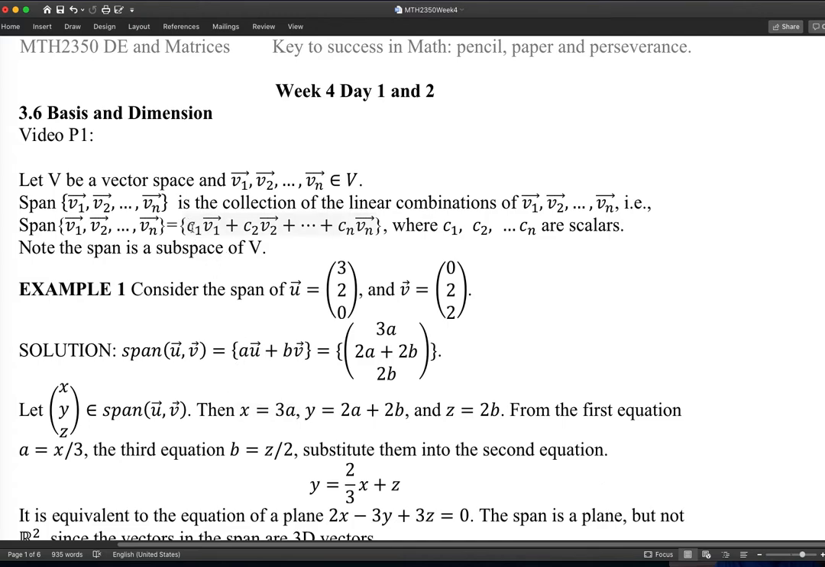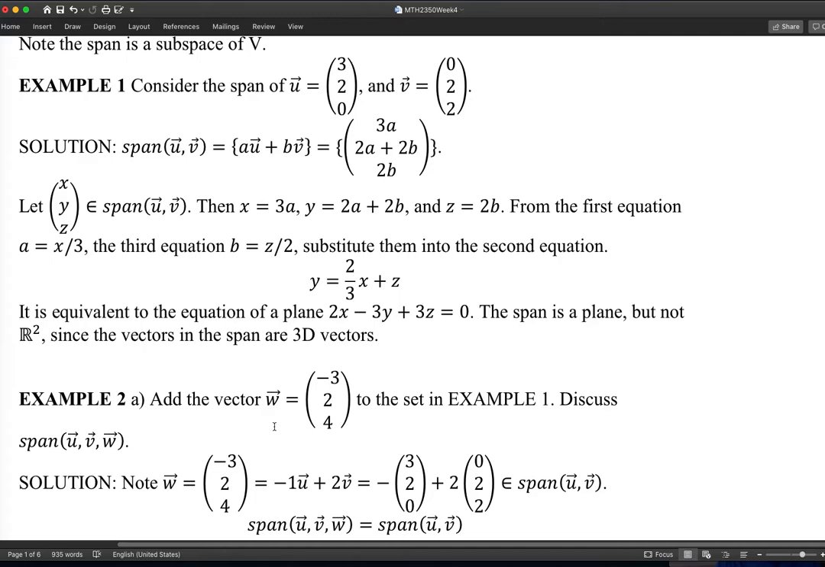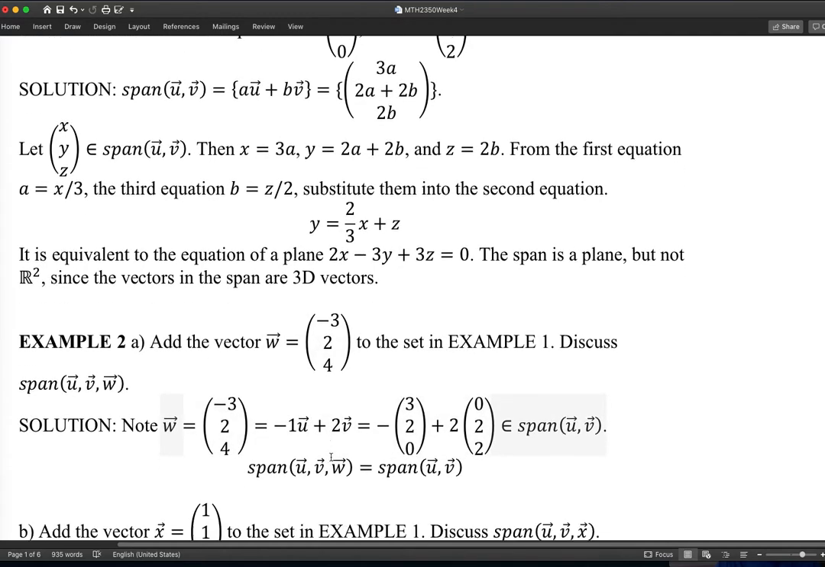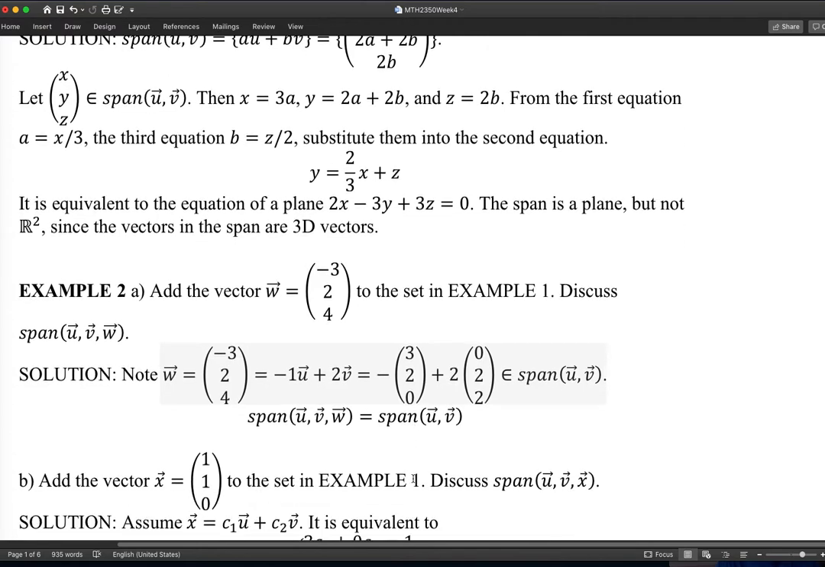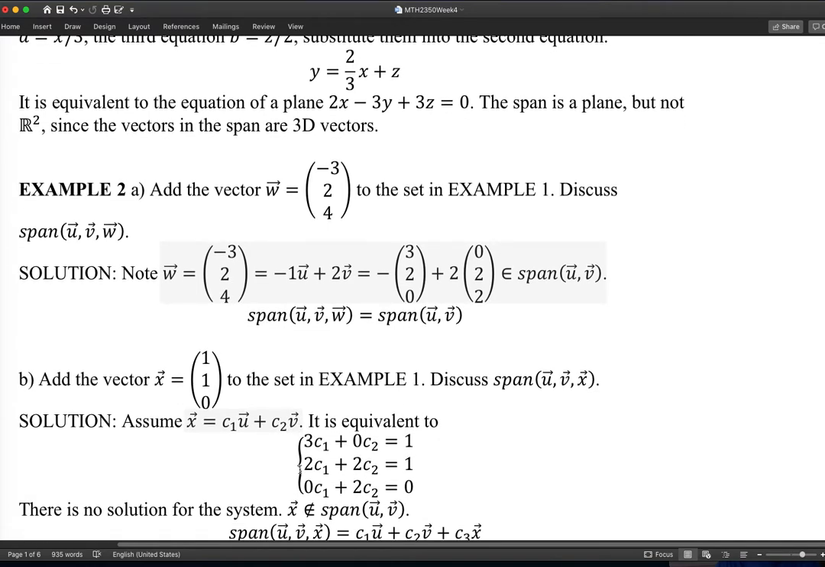And also one bigger thing, actually we see to some point, like an example to part A, when we add a new vector there, it will not change the span. And in part B, when we add a new vector there, it does change the span. Actually, it expands the span, as you may expect.